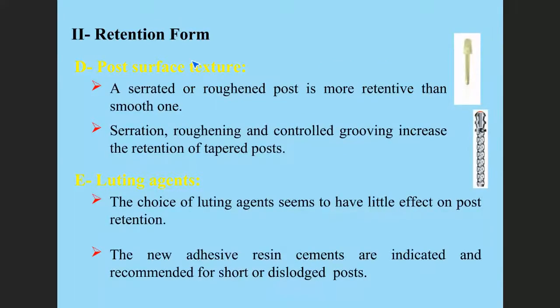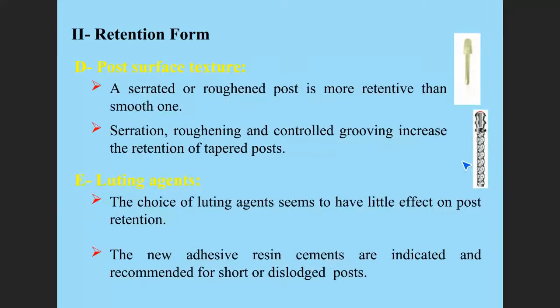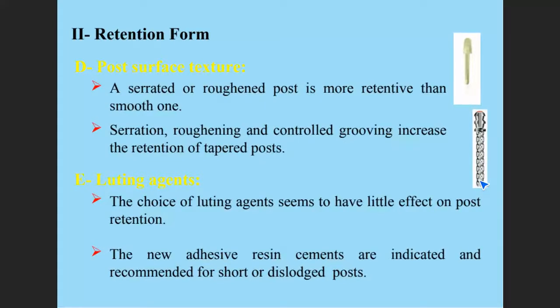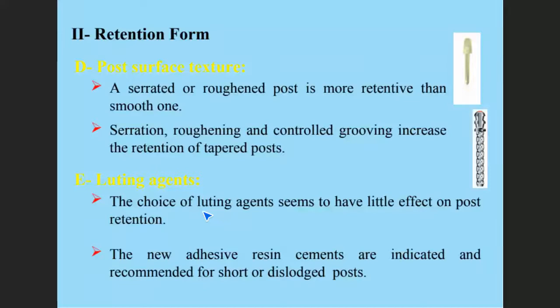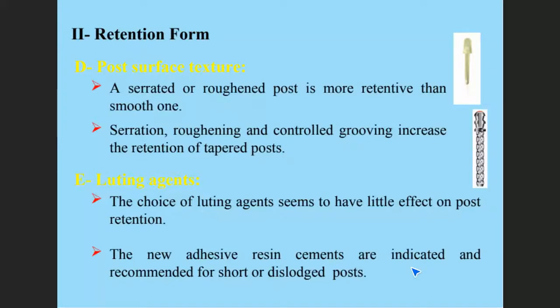The post surface texture. How is the surface of the post? Rough, smooth? A serrated or roughened post is more retentive than a smooth one. Serration, roughening, or controlled grooving increase the retention of the tapered post. You can improve the retention by making the surface rough. Luting agent: normally, the choice of luting agent has little effect on post retention and also on crown retention. But the new adhesive resin cement is sometimes indicated and recommended for short or dislodged posts.